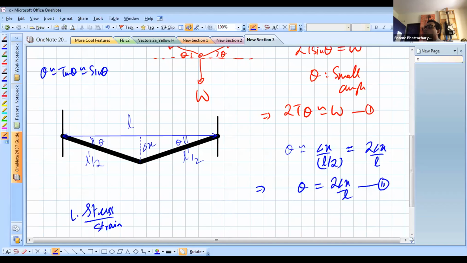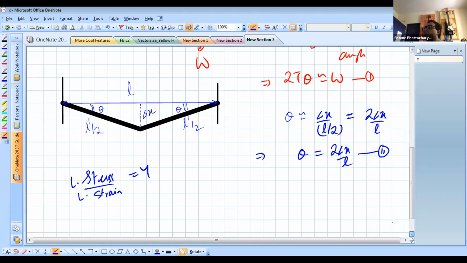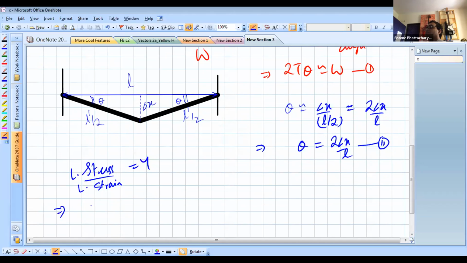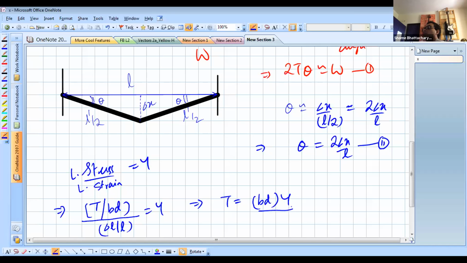Now we come to the longitudinal stress upon longitudinal strain, which is equal to Young's modulus. So that is where my L prime will come. My longitudinal stress will become tension divided by the area, which was B into D, because the cross section was like that, divided by the longitudinal strain, which is delta L by L, and that should be equal to Young's modulus. So tension as usual is equal to AY, that is B into D, the area, into Young's modulus, divided by L into delta L. Okay. Now this is my third equation.